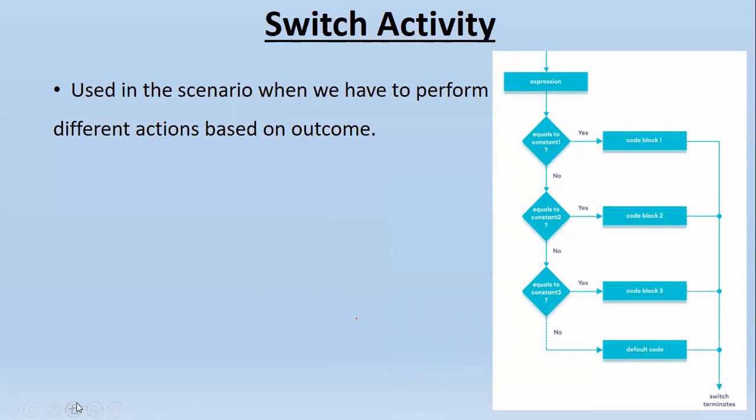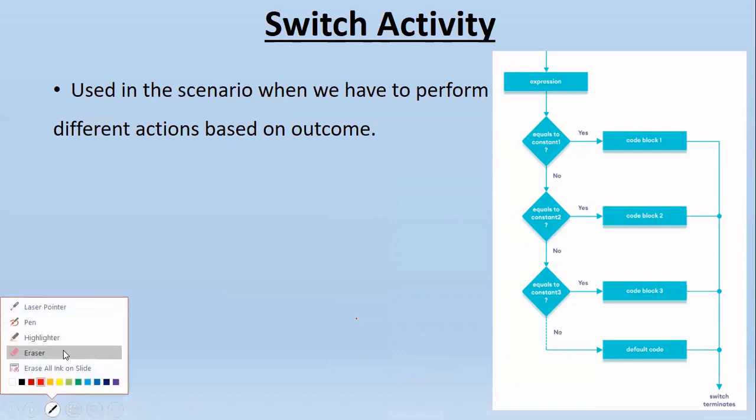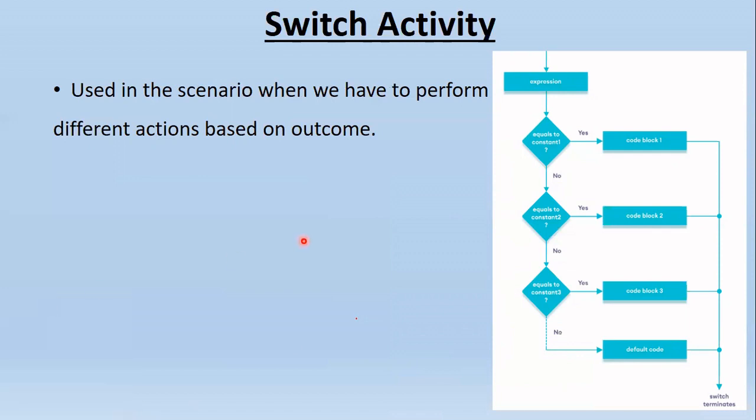So as you can see here from the diagram itself, if it is equal to constant one, which can be any value. Say it could be day, it could be time, it could be the amount, anything. So if it matches, then I perform a certain set of actions. If it matches constant 2, then I'll perform a certain set of actions. If it matches constant 3, then I'll perform a certain set of actions.